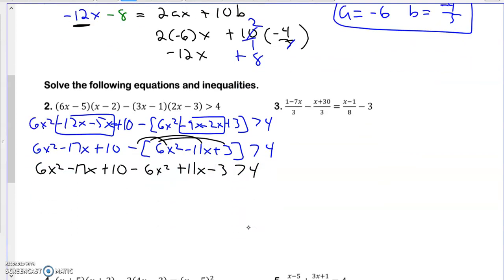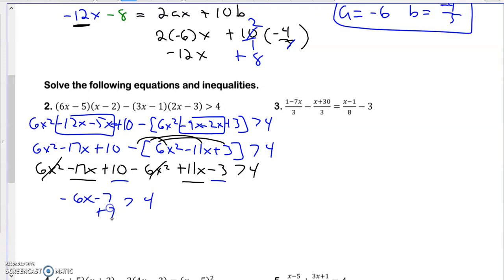Now, you remember, we said right now, because we haven't learned everything, the x squared has to cancel out. So make sure you keep that in mind when you're solving these problems. I'm going to combine like terms. So when I combine like terms, I'm going to get a negative 6x minus 7 is greater than 4.